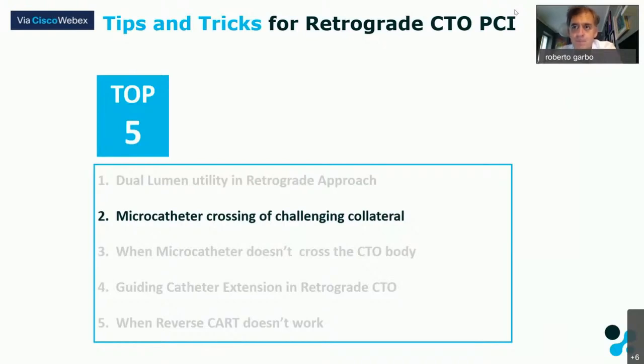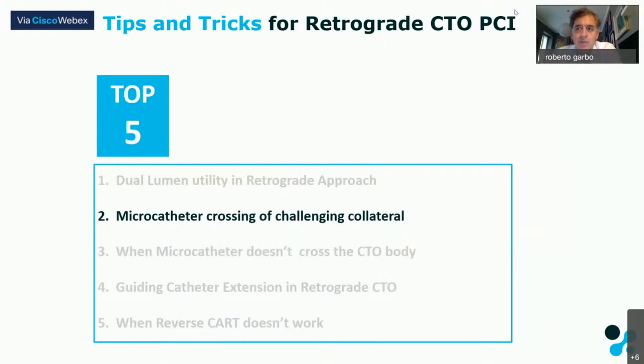Sorry, Roberto, we have just one question, focus on this topic. Are there any added risks in terms of advancing the dual lumen microcatheter retrogradely? I think that we discussed this option, but what could be the risk of advancing a dual lumen microcatheter retrogradely? The main risk is that you are forced to push too much, because the profile is not like a Caravel, it's not like an Answer Pro X in retrograde.